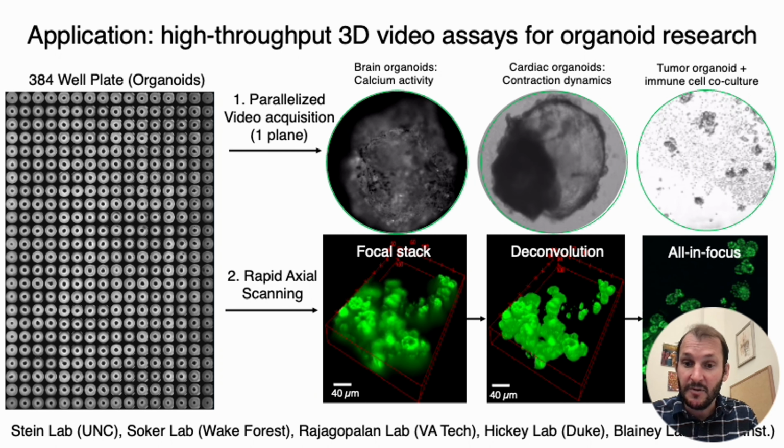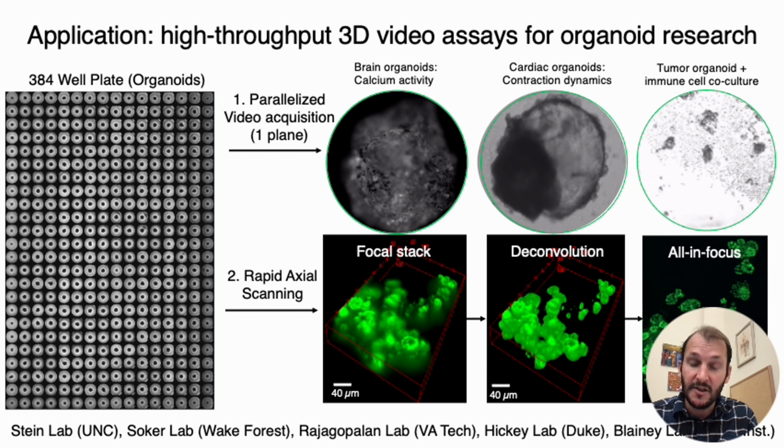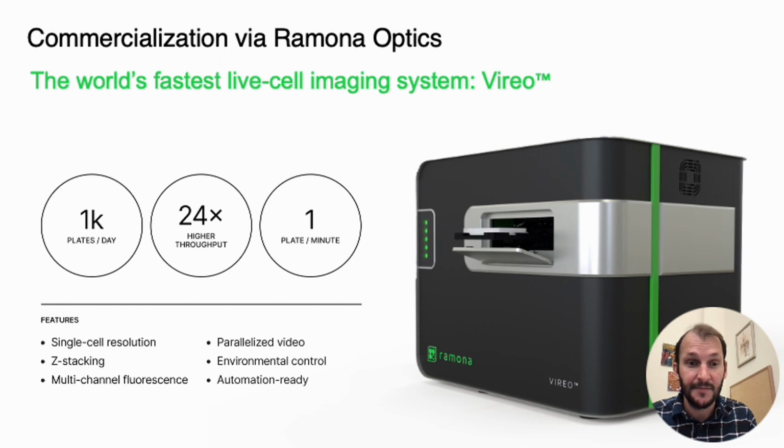In all of these approaches, we do processing to take 3D data and rapidly reduce it into 2D composites to allow for more streamlined and effective assessment, again, reducing the total amount of data that we need to save in these experiments. So this technology has been productized by Ramona Optics. A new product called the Vireo now contains 24 microscopes. It can image at extremely high speeds compared to existing microscopes. It can image up to 1,000 multi-well plates a day.